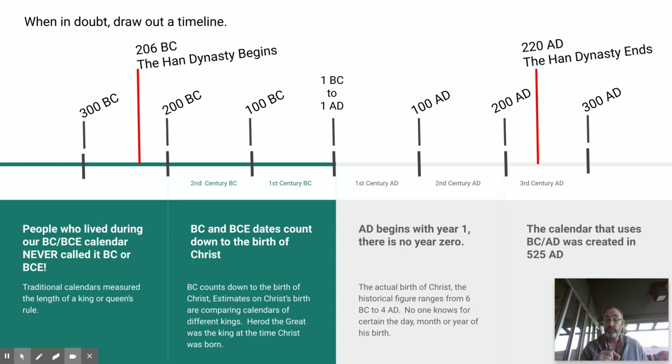And that monk who created it had to go back through different calendars that overlapped each other to estimate when Christ was born. The only real clue we have about Christ's birth is Herod the Great. He was the king of Judea when Christ was born. So when we look at 206 BC, 206 years before the birth of Christ, and 220 years after the birth of Christ, we have to add 206 to 220. You guys can do that on your own.